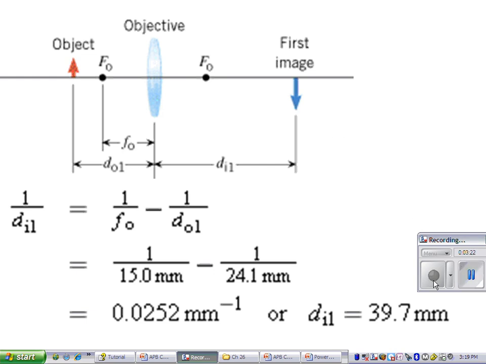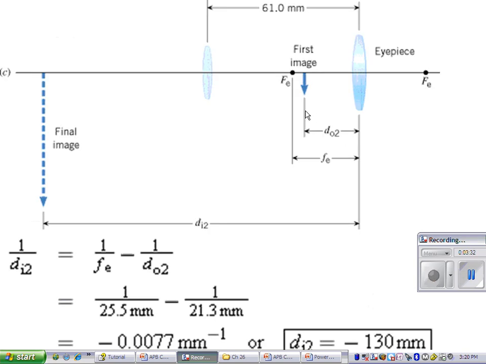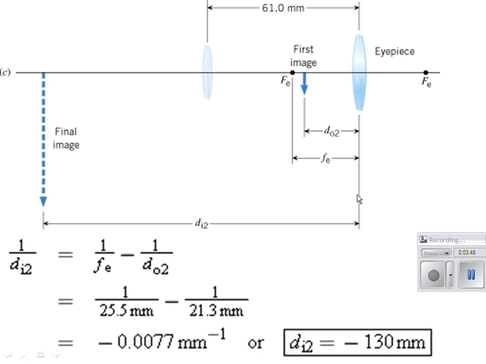Now we want to compare it to the second lens and see what the final image position for that is. We're going to treat this first image now as our new object. So that's our object distance for this second lens. Our focal length is here, and we're going to use 1 over DO plus 1 over DI equals 1 over F again. And we end up with our image distance as a negative 130 millimeters, which we know is a virtual image, which means for a lens it's on the same side as the object. So it's going to be way over here, 130 millimeters over.